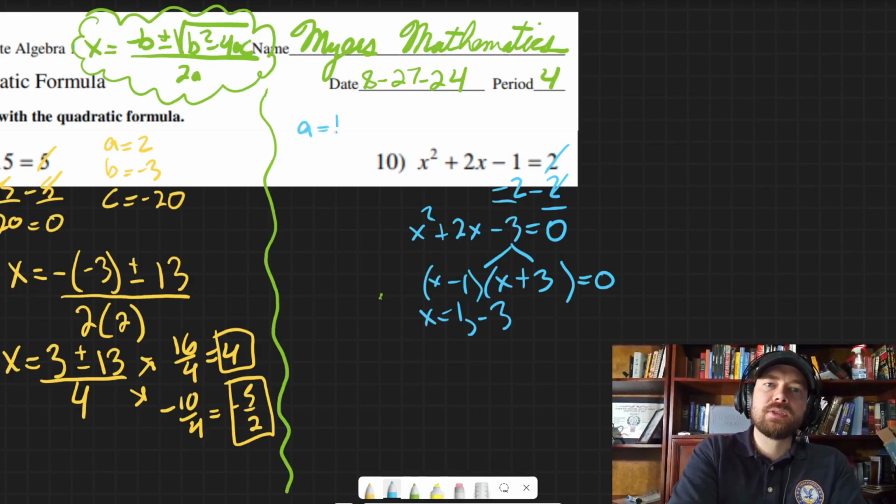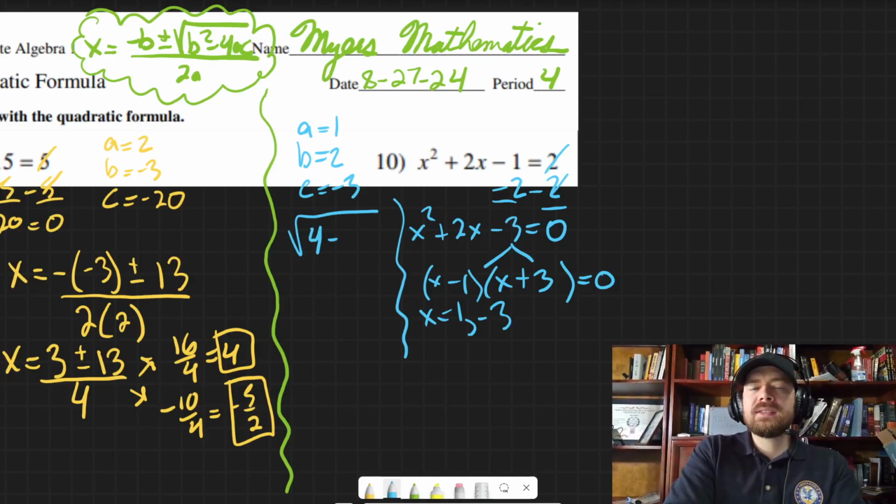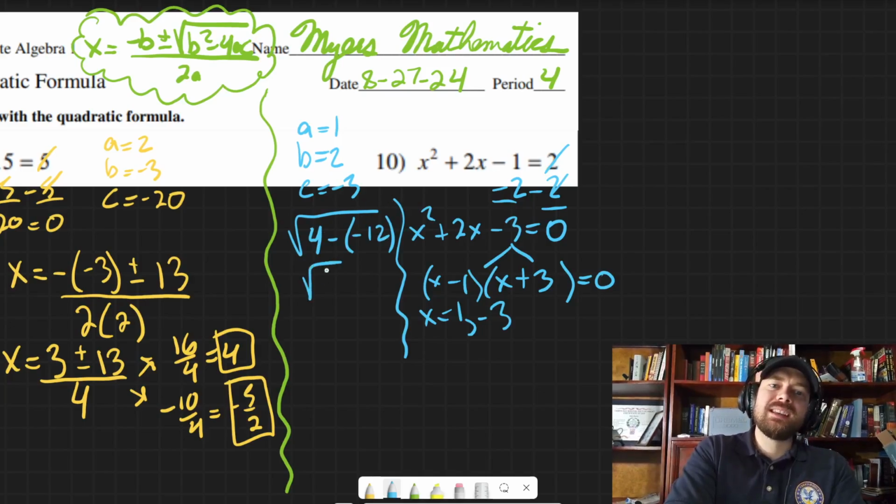A would be equal to 1. B is equal to 2. C is equal to negative 3. Okie dokie. What about the b squared minus 4ac? Let's do that. So b squared is 4 minus 4 times 1 times negative 3 would be negative 12, right? 4 times 1 is 4, 4ac. 4 times 1 is 4, times negative 3 is negative 12. So then that's going to be 4 plus 12 is 16. Square root of 16 is 4.